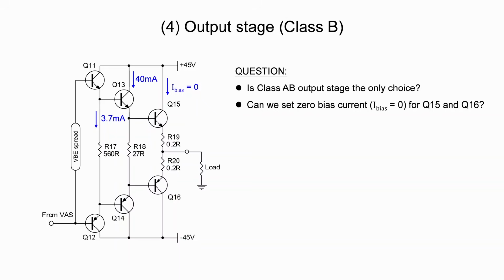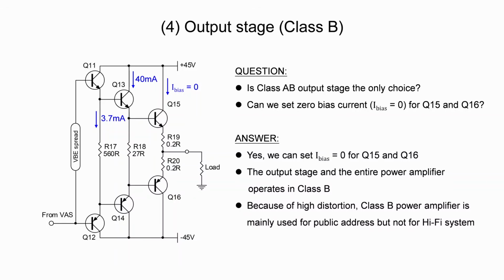What would happen to the amplifier if we set the output transistor's DC bias current to 0? As a matter of fact, we can set the output transistors at no DC bias current. The output transistors and the power amplifier become operating in class B, in which the output transistors are in the cutoff mode when there is no input signal. It is useful for public address systems as the efficiency of a class B amplifier is high. However, a class B amplifier produces high distortion. It is not desirable for use in hi-fi.